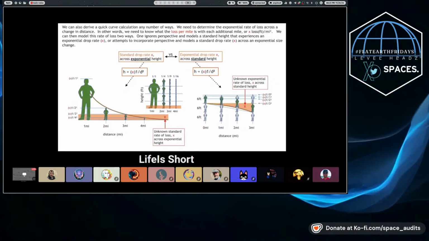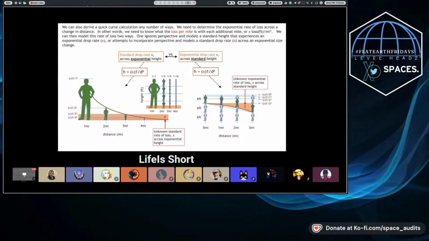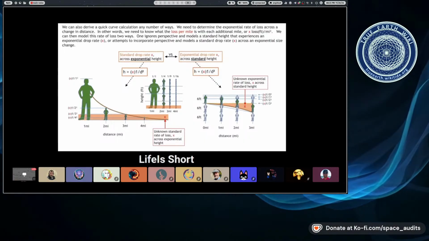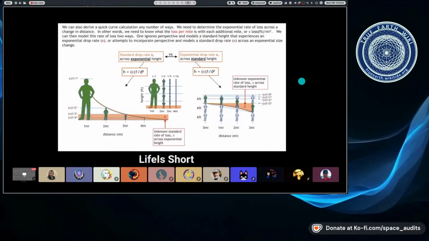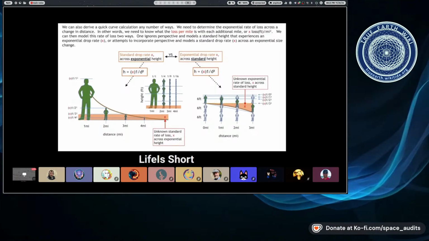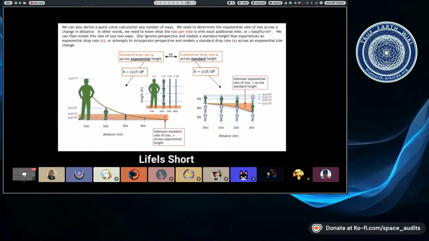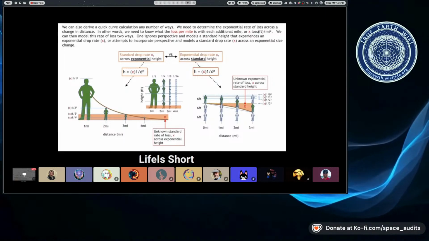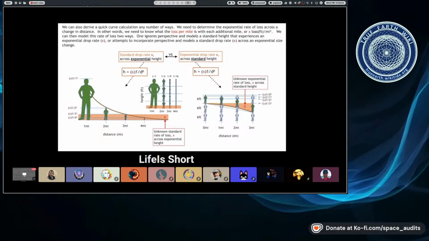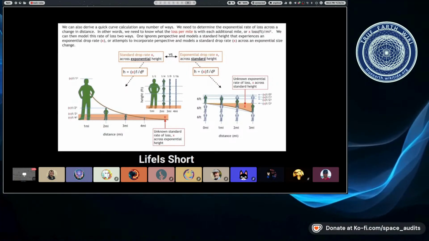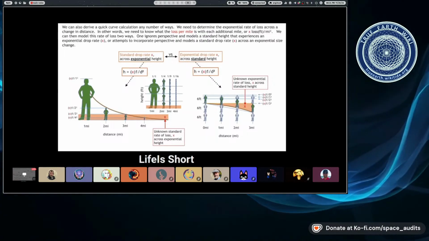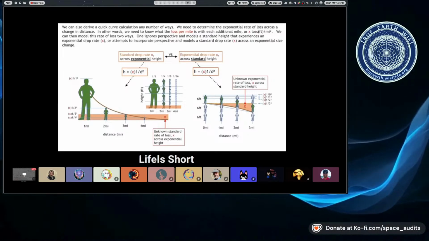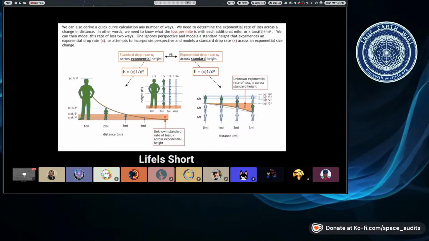So height is equal to x, some constant that we are, it's going to be some unknown standard rate of loss across 1 over the distance squared to give us our exponential height change. And in the other way, we're going to use the same formula, but we're going to be using x here as our unknown exponential rate of loss across a standard height. So again, on the first example, we have an unknown standard rate of loss across an exponential height. And on the second one, we have an unknown exponential rate of loss across a standard height.